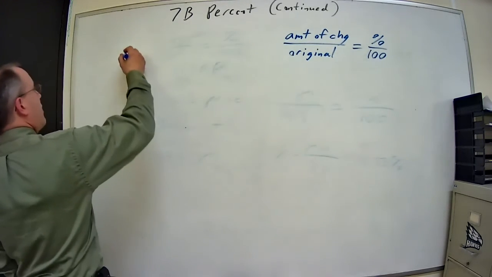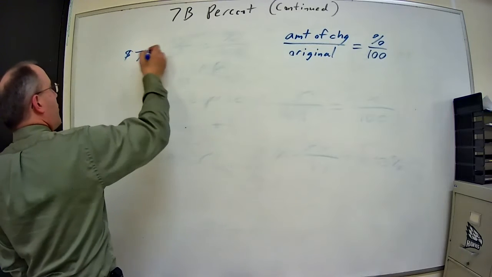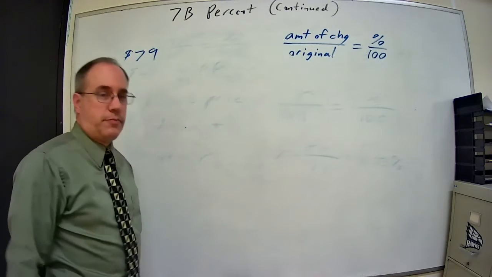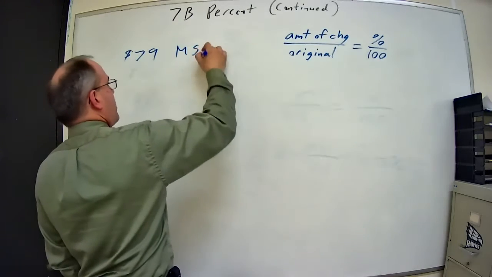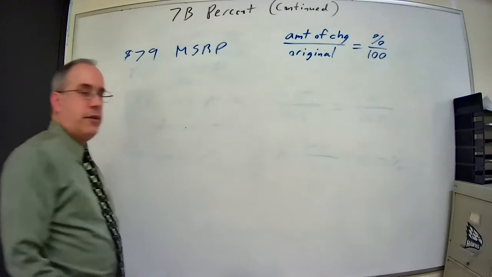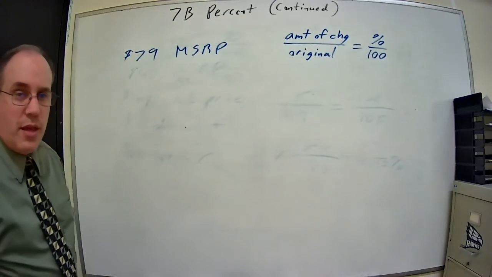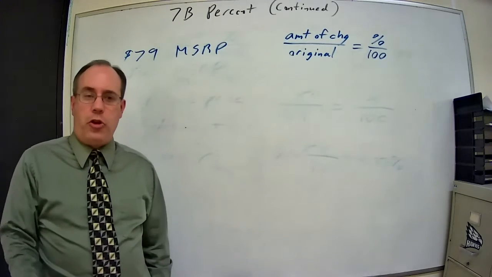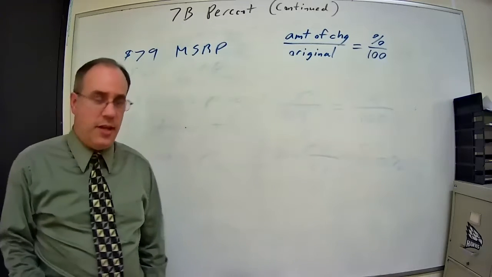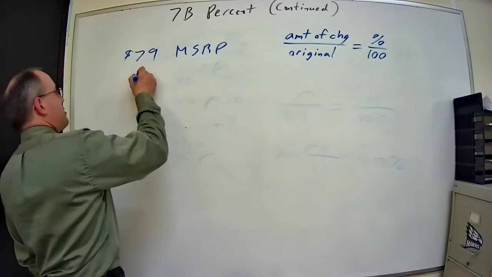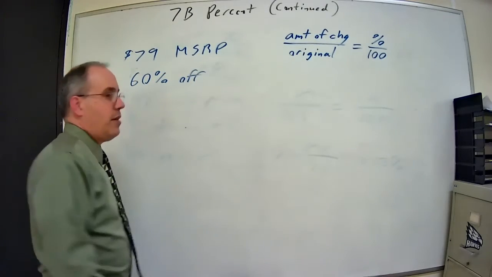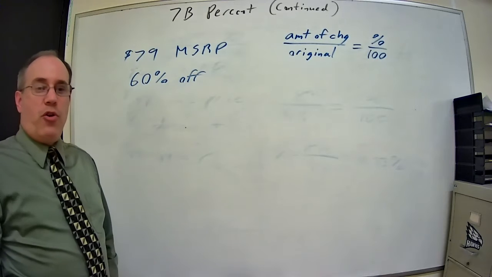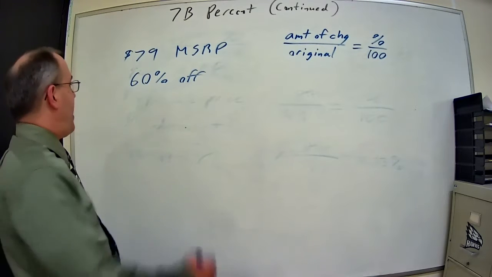So let's say we're in there and we see a pair of pants for $79. So that's the manufacturer suggested retail price, $79. But being Kohl's, everything's discounted. So they tell you it's 60% off. And we want to know, how much will we pay?